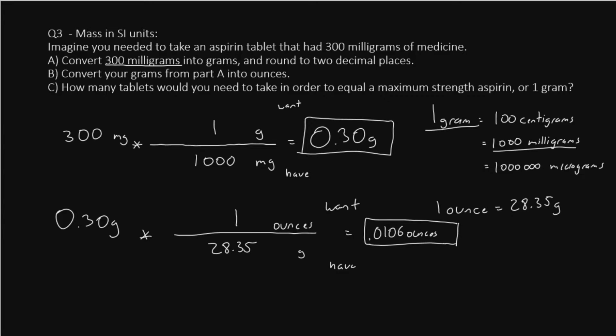Now for part C. How many tablets would you need to take in order to equal a maximum strength aspirin, or 1 gram? To do this problem, we'll begin with the 1 gram they give us. And we divide by the number of grams we found previously. We'll use the 0.30 because that is also in grams. We do need to make sure that the units match up. Let's do this in Excel.